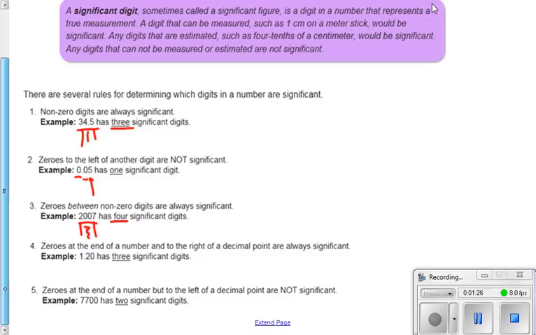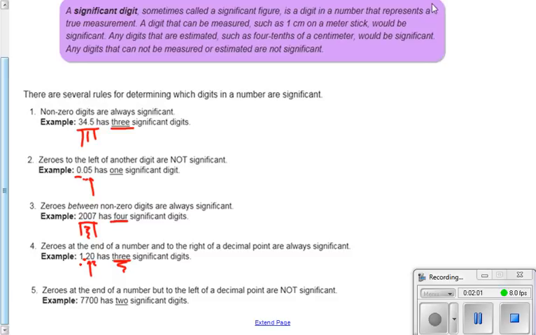Rule number 4, zeros at the end of a number and to the right of a decimal point are always significant. So the ones that come after this decimal point, after a number, there's 2. The zeros following that, all those zeros, are considered significant. So in this part, the 1 would be significant, the 2 is significant, and the 3, giving you 3 significant digits.